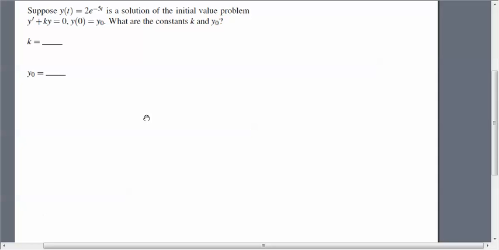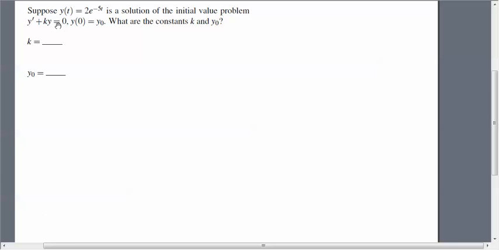Hello, differential equation students. Here we have an initial value problem, and it's an initial value problem because we have y of 0 equals y naught. y naught is called the initial value. The independent variable is t. t is set to 0, and when t is set to 0, we get this value. We're going to determine what that y naught is in a moment.